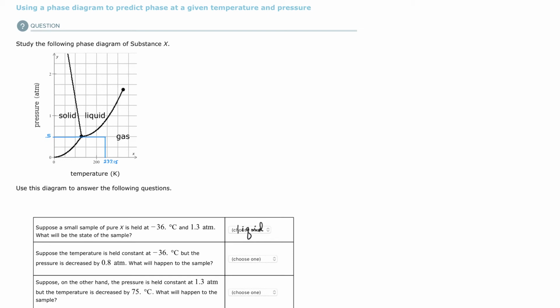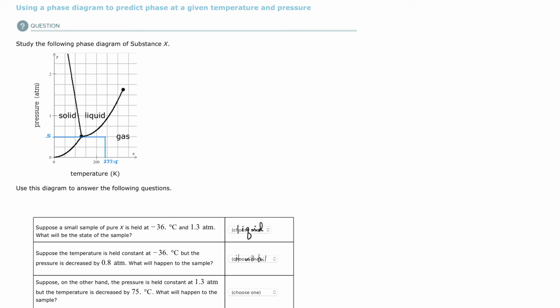So it says, suppose the temperature is held constant, but the pressure is decreased. What happens to the sample? Okay, well, what would happen to the sample if you reduce the pressure? Okay, it's going to boil. So I would just say it will boil. So it's going to boil even though you didn't increase the temperature. That's pretty cool. Okay. Let's find out what's next.